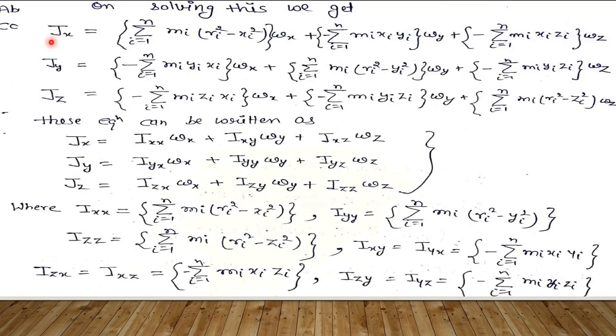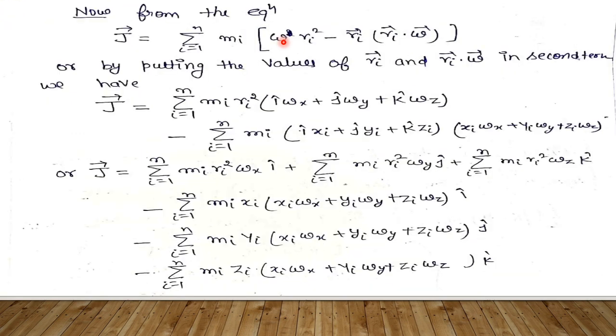So what will be our expression? Jx will be summation of i equals 1 to n of mi ri squared minus xi squared omega x. We can go back to this here. This is the term for Jx, so mi ri squared omega x and also mi xi squared omega x. So we have mi and omega x common from the terms, and this will be ri squared minus xi squared, and outside the bracket mi and omega x.